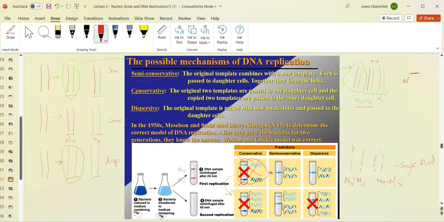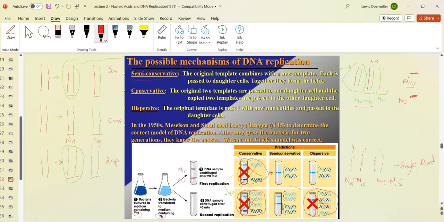So you could say that's nitrogen 14.5 because we're mixing them together. And then you'd get another heavier band that was just straight up nitrogen 15. So in the second round, we would expect to get a single band here, and that's what it's showing, all right, from the dispersive. We didn't see that. And we didn't see this either. We didn't even have to do this experiment because conservative was already done at the first round of replication.